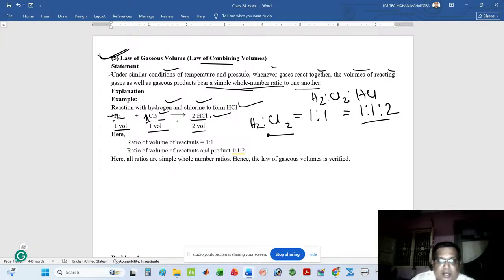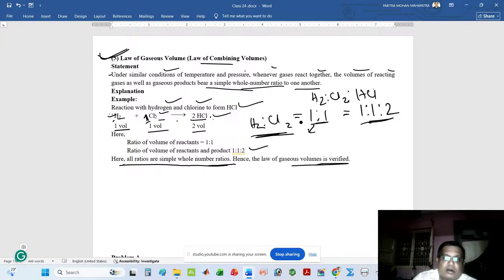Look at that. The H2 to Cl2 ratio means the ratio of the reactants. Here the ratio of the reactants is 1:1, a simple whole number ratio. Similarly, the ratio of reactants and product maintains 1:1:2. This is also a whole number ratio. So I can say that the ratio of volume of the reactants is a simple whole number ratio, and the ratio of volume of the reactants and product is also a simple whole number ratio. So all the ratios are simple whole number ratios. Hence the law of gaseous volume is verified.